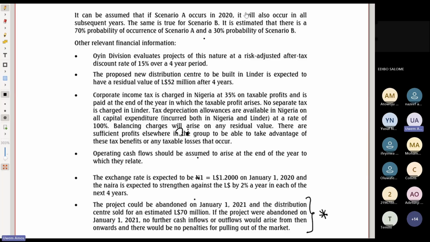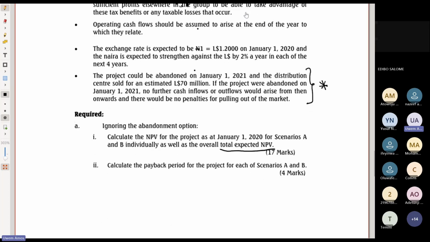And the question tells us that there are 2 possible scenarios based on their projection, and we should do the calculation for scenario A as a standalone. We should do the calculation for scenario B as a standalone, and then we should do the overall expected NPV. We know what expected value is because we've discussed that and we've solved the question on that. Expected value is basically just multiplying the values by the probability of occurrence. We've discussed that in one of our previous sessions. Okay, so let's get right into it.